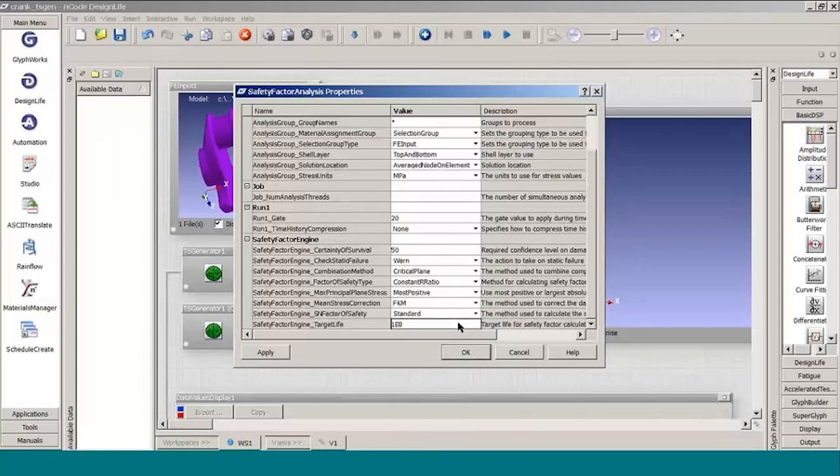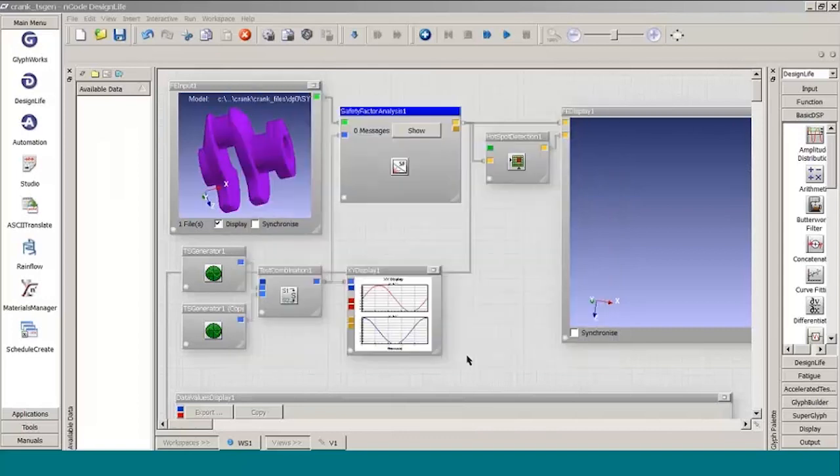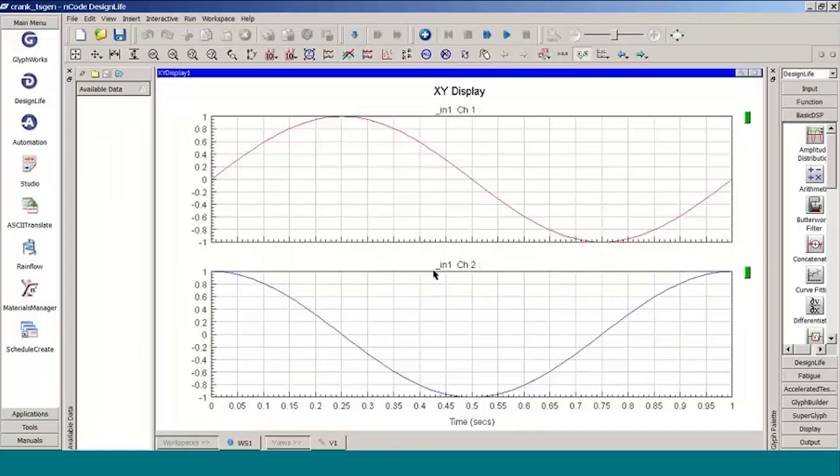This target life was used along with the SN curve to create that target stress for zero mean stress. Since I've run the application up to the solver, you'll see that I also have exposed the two load histories that are coming in and pairing up with my load cases, my sine load and my cosine load.